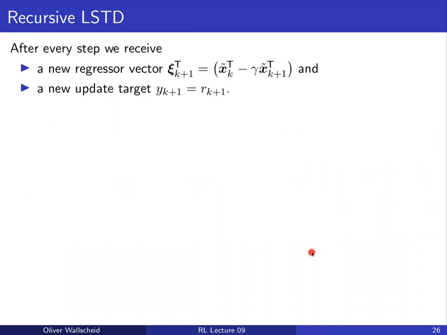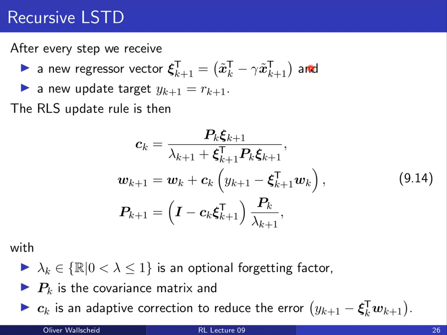So, how does the recursive least squares temporal difference algorithm work? In every time step, we get a new regressor vector, c transpose, which is the feature vector transposed minus the discounted successor feature vector, and we get a new update target, which is basically, as discussed, the reward feedback from the environment. When we have received that new data point, we can run an RLS update by three sub-equations. First, we calculate c, which is an adaptive correction term in a vectorial fashion, so that's why it's a bold quantity here. With that adaptive correction term, we can, in a least squares sense, reduce over time the error between our linear estimation of w times c transpose and our target y.